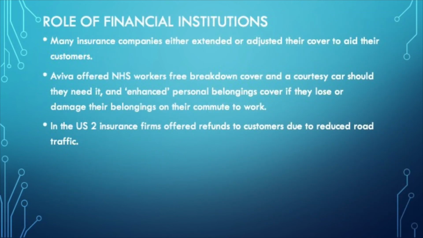Several insurance companies either adjusted or extended their cover to aid their customers. Viva offered both free breakdown cover and a free courtesy car for NHS workers, as well as enhanced personal belongings cover for any damage suffered to their belongings. In the United States, two firms, Allstate and American Family Mutual, offered their customers refunds as a result of reduced road traffic, and therefore reduced number of accidents, as a result of the lockdown.